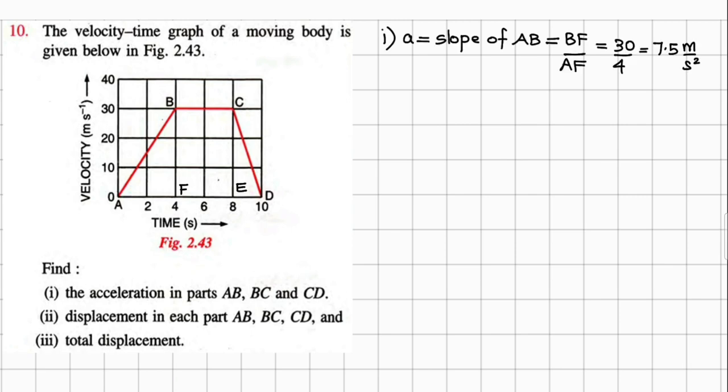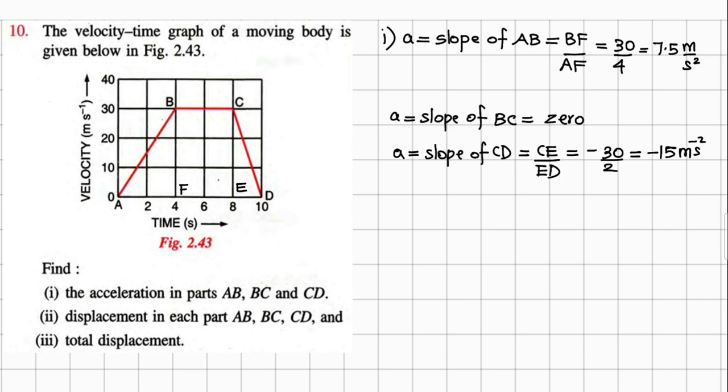By finding the slope. So let's find the slope. Acceleration of AB will be height upon base, that is BF upon AF. Answer is 7.5 meters per second square. For BC, you straight away write 0 because it is parallel to the x-axis. And for CD, it will be minus 30 by 2 because it is retardation. But they have asked acceleration. Hence, the answer will be minus 15 meters per second square.